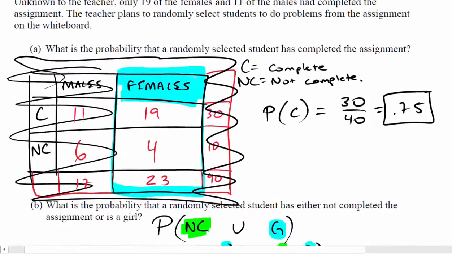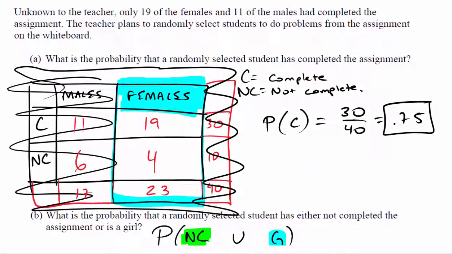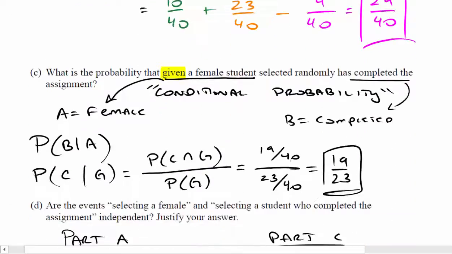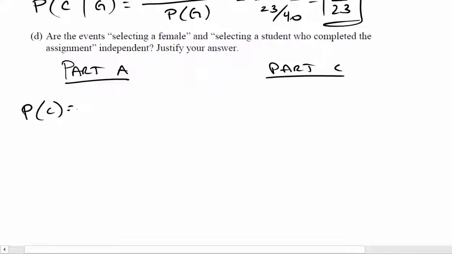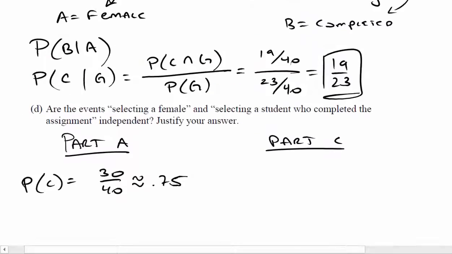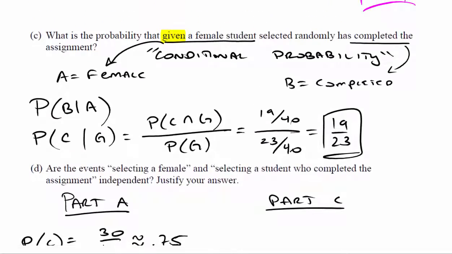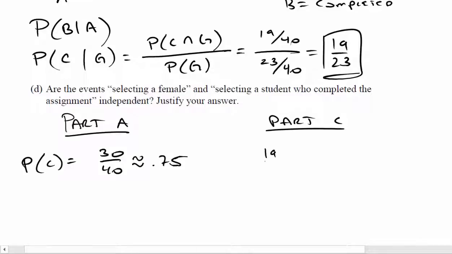Part A, if we go back, was what is the probability that a student selected at random has completed the assignment? That was 30 out of 40. So the probability a student has completed the assignment was 30 out of 40, which is equal to 0.75, but we're going to use approximation symbols. Then we're going to look at, if you knew you picked a female student from part C, what is the probability that of those females, one of them has completed the assignment? That was 19 out of 23. Now, if 19 out of 23 is equal to 0.75, then the two events are independent. If they are not, then they are not.